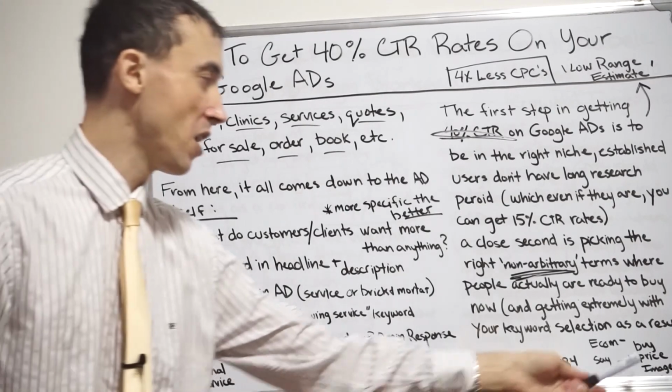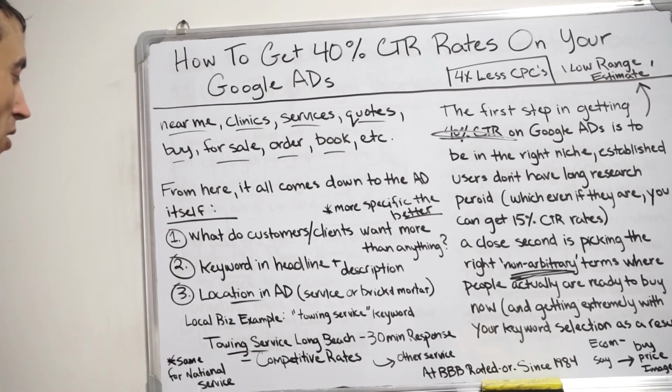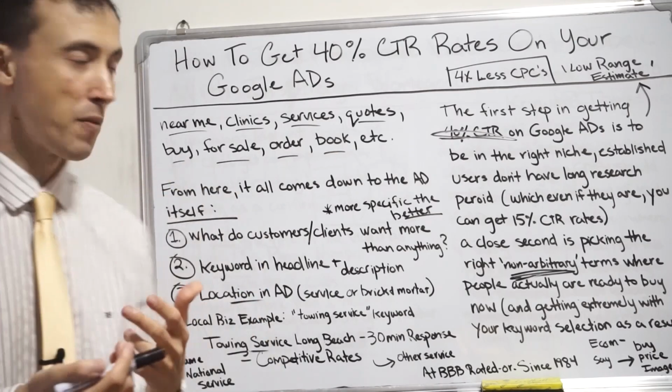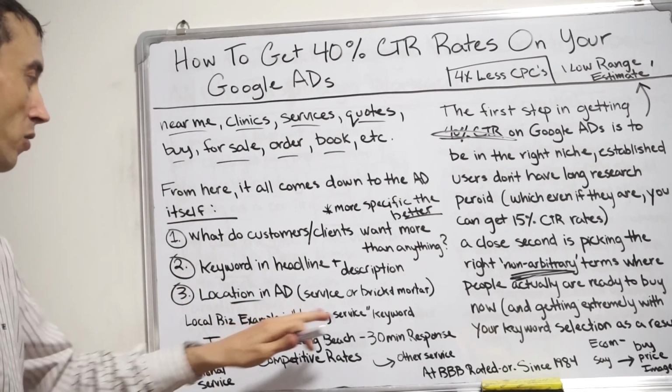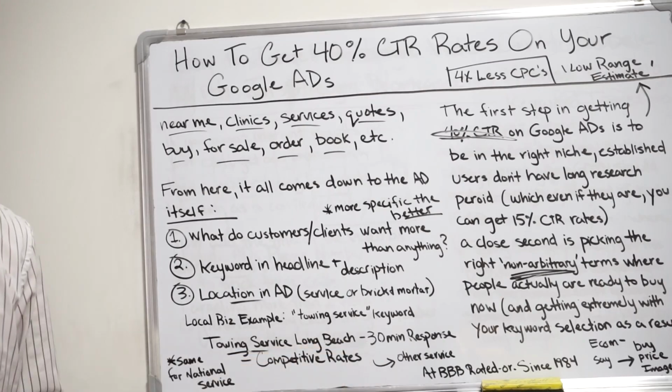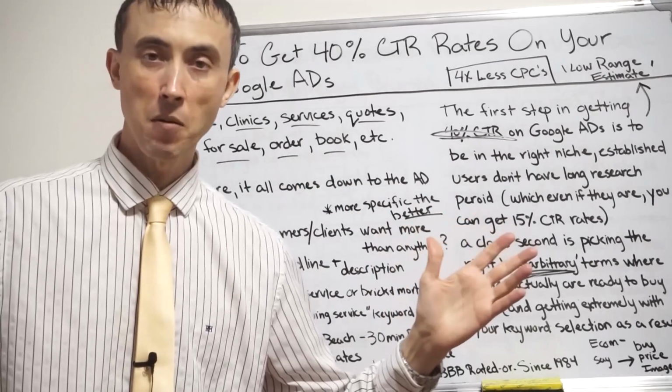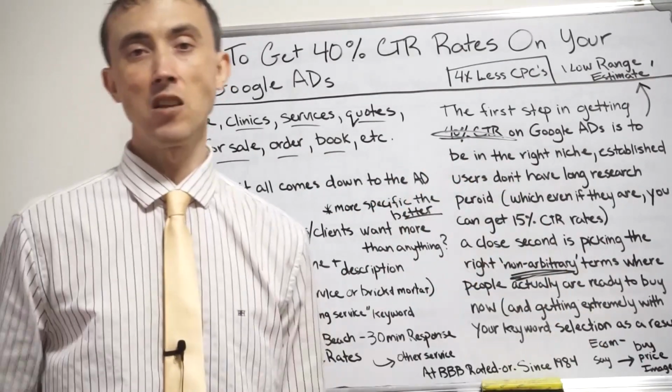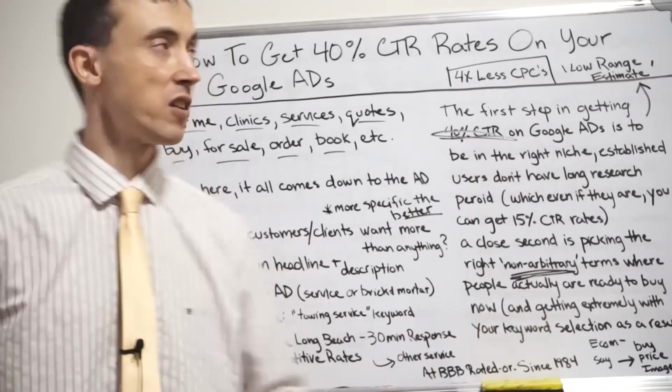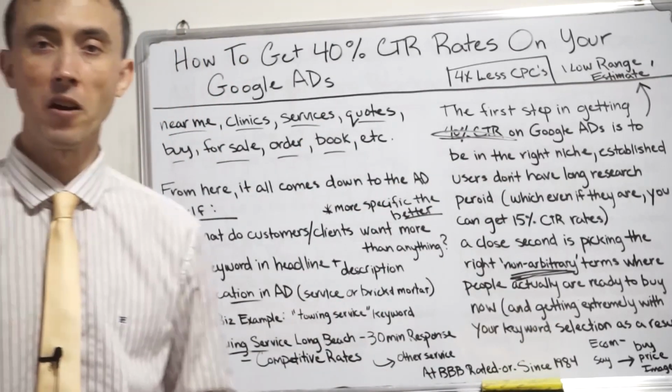So anyway, for e-commerce, that's the formula. I gave you the formula for national service companies and local brick and mortar and then local services. That pretty much covers the gamut on the type of companies and businesses that you could want and need to write an ad for to achieve this 40% click-through rate mark.